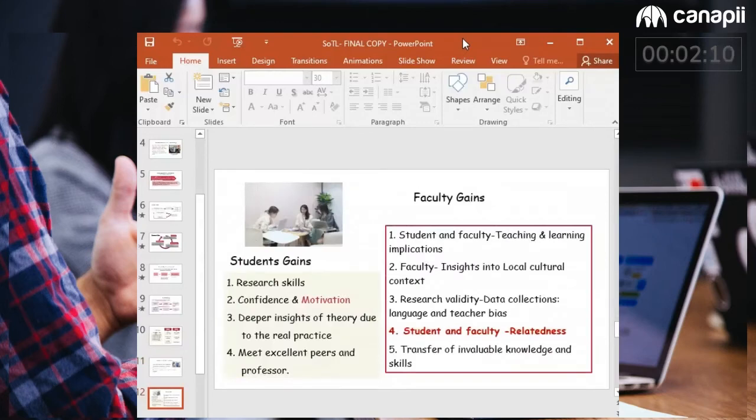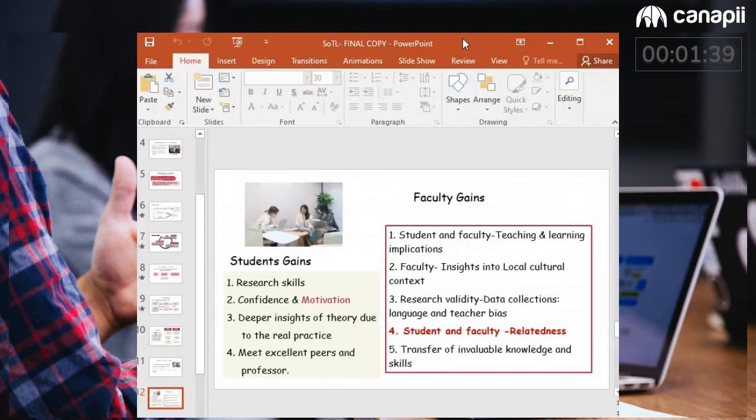I will quickly come back to one of our final slides: what are the faculty and student gains of this collaborative SoTL inquiry. I think I'll continue talking about my gains and then Lulu can talk about what she has gained in this collaborative inquiry. So one most important thing is, of course, as I spoke in my previous slide, the teaching and learning implications. But the best thing that happened is the insights into the local cultural context.